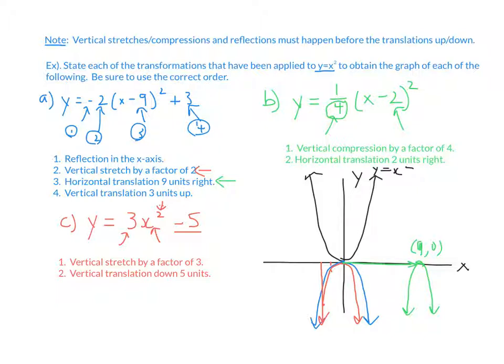Now I'm going to use yellow. So my vertex, which is at 9, 0, is now going to move up 3. 1, 2, 3, pretend it's there. Open a relatively skinny. So just slide the whole thing up. The new vertex now is at that 9, 3.